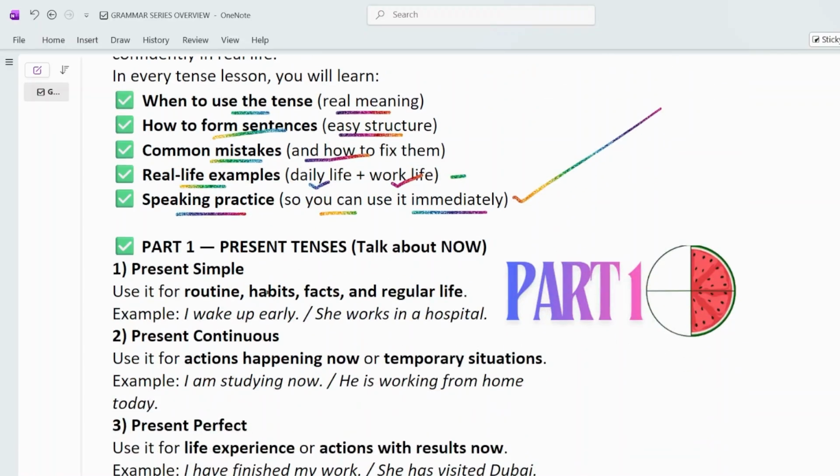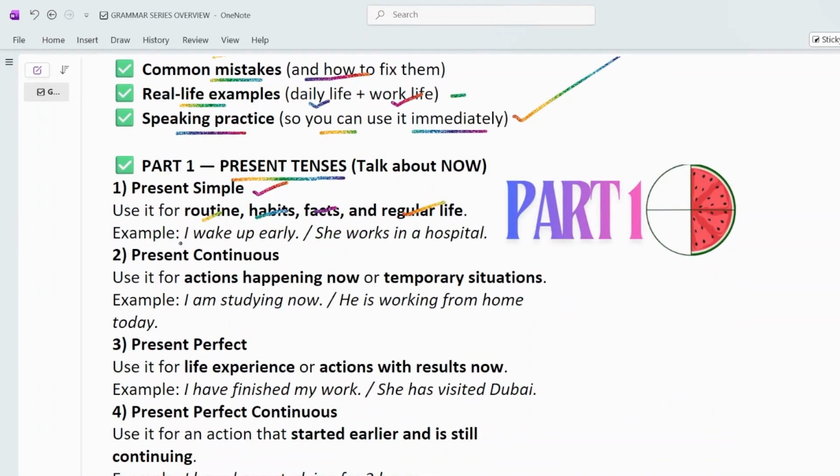Now let's look at part one for today, dealing with the topic present tenses. What do you mean by present tenses? Obviously, we are going to deal with simple present, or present simple, first. We are going to understand how to use it to explain our routine, our habits, facts, and regular life as well. Example: I wake up early, she works in a hospital.